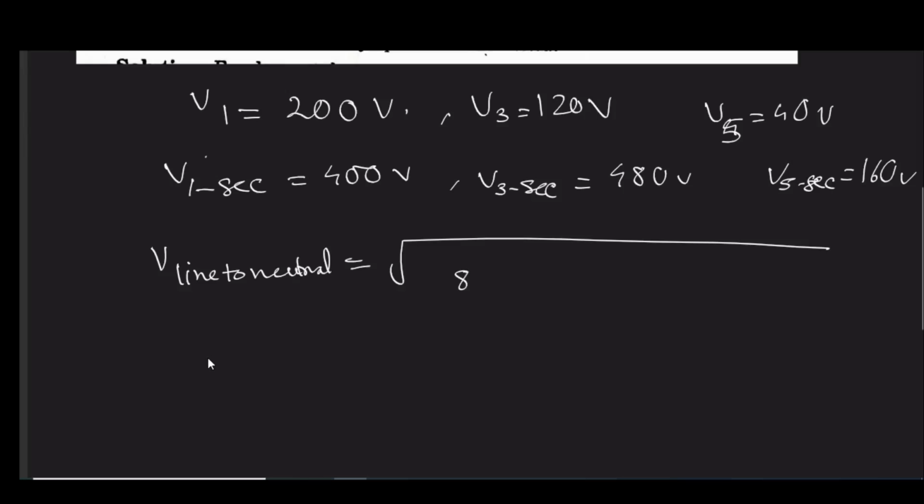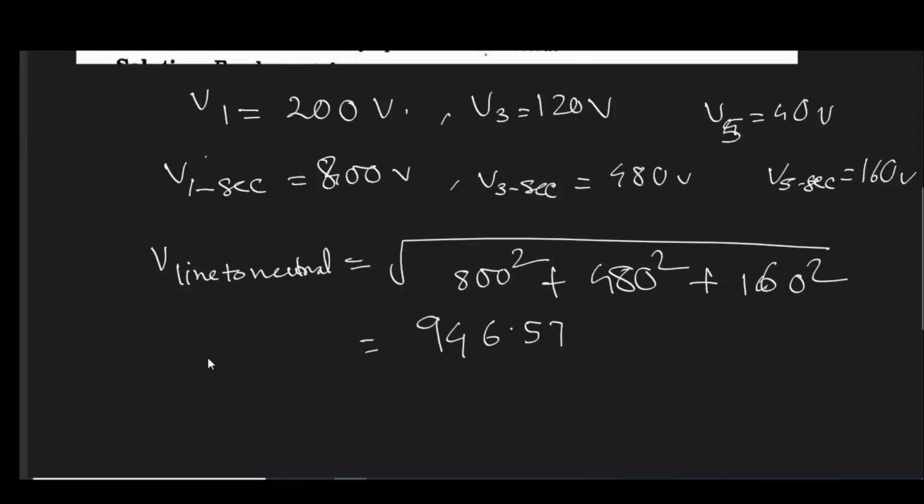So all square, this should be 800. Actually, I hate this kind of thing where so much effort we need to spend on calculation. Now, as I said, what about V line to line? Both are secondary. This is secondary. This is also secondary. V line to line, secondary will be how much?